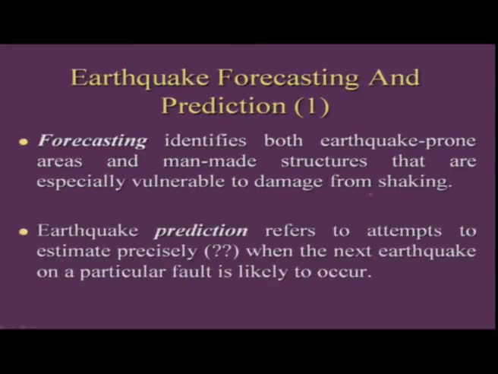Earthquake prediction refers to an attempt to estimate precisely when the next earthquake is likely to occur on a particular fault, these weak zones which we are calling faults. We cannot do very precise prediction of an earthquake. It is difficult, but we can have a range where we can say that the earthquake may occur within 25 years or 50 years or 100 years, though it is difficult to say precisely. But yes, of course, you can predict when the next large earthquake is expected on a particular fault. So at least we can talk about that.